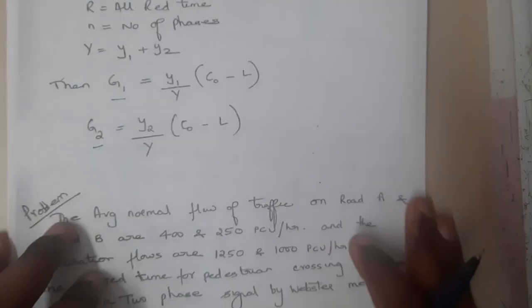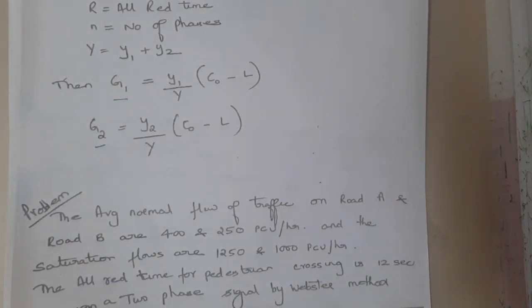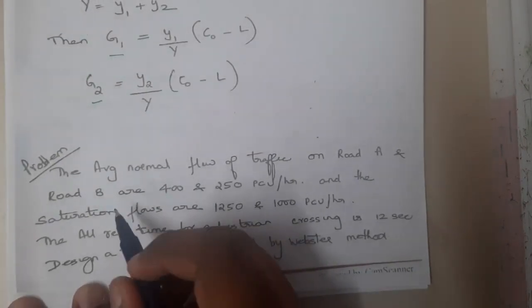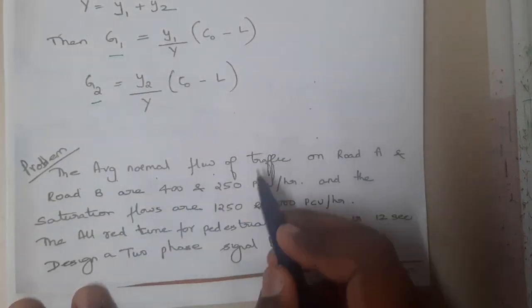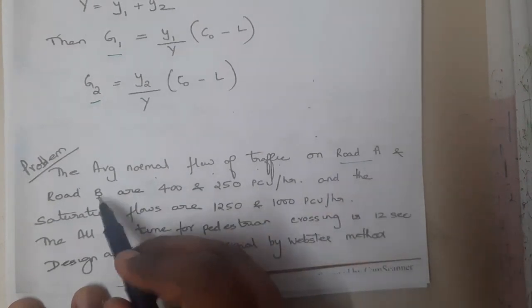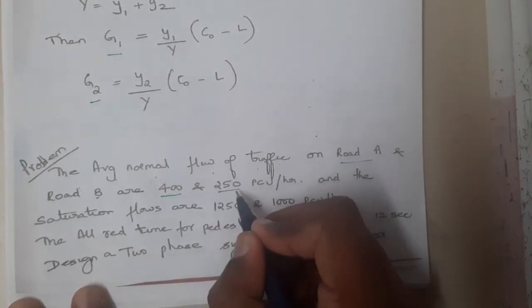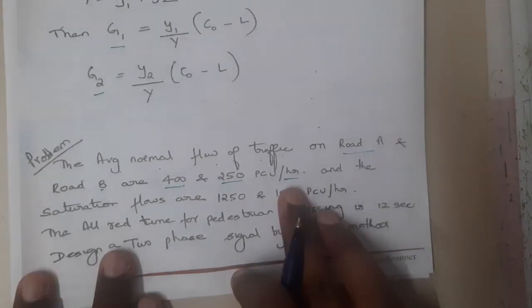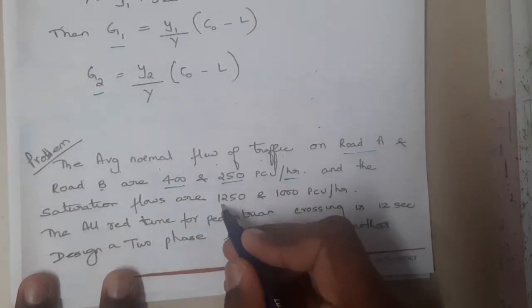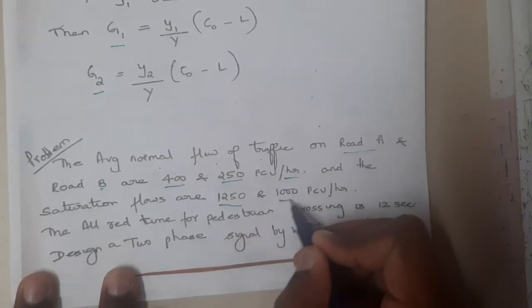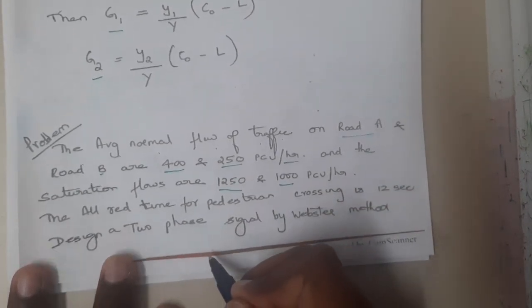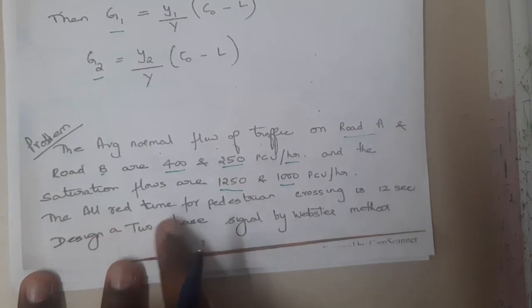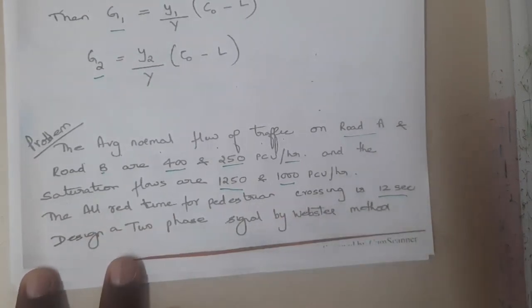Now let us go through the problem. I don't know how many of you got a clear idea with the formulas, but with the problem you are going to get 100% clarity, guys. The first question: the average normal flow of the traffic on road A and road B is 400 and 250, with respect to hours. And the stationary flow of road 1 is 1250 and road 2 is 1000. The all red time per pedestrians is 12 seconds.